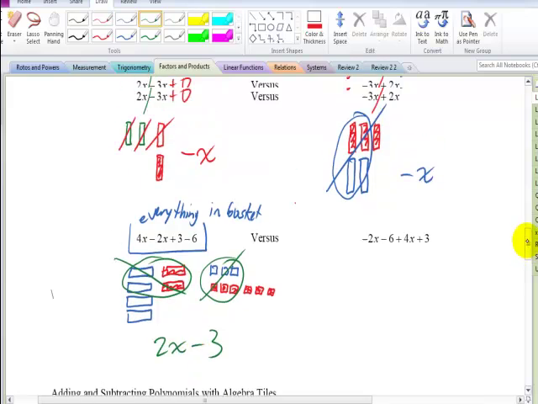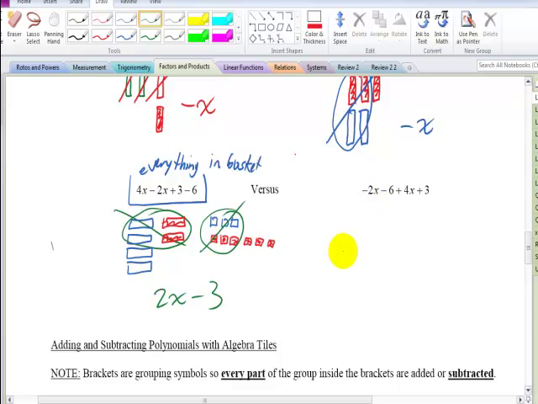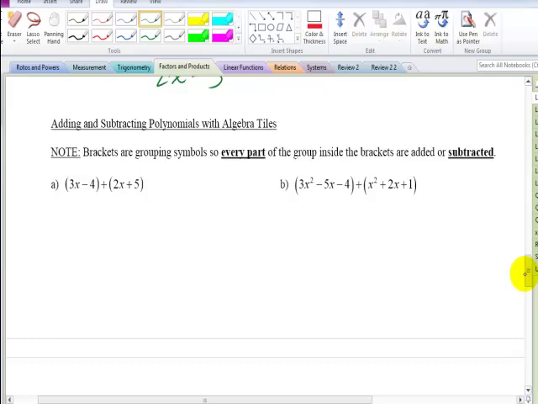So up above, we kind of did some adding, subtracting. Technically here we're collecting like terms. So we put everything in the basket and remove it. Okay. Let's just keep going. Let's not bother doing this last one. Let's go on. Let's see why. Okay, so now adding, subtracting with tiles. Brackets are grouping symbols, so every part of the group inside the brackets are added or subtracted. Subtraction is the one where you can screw it up.